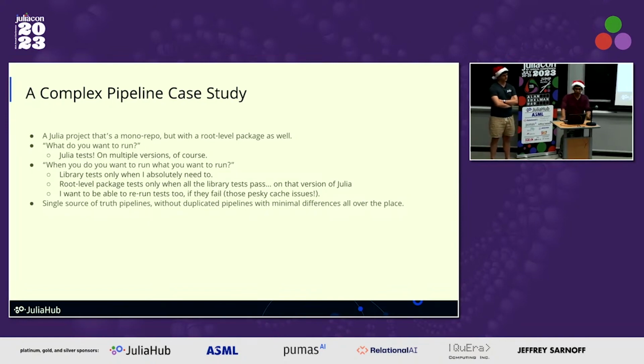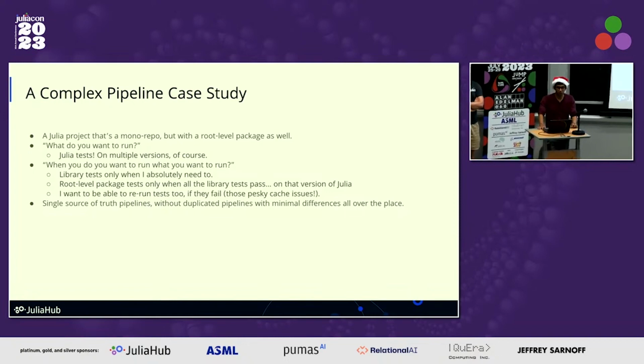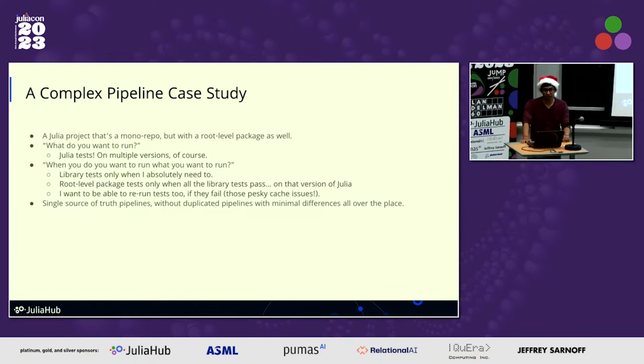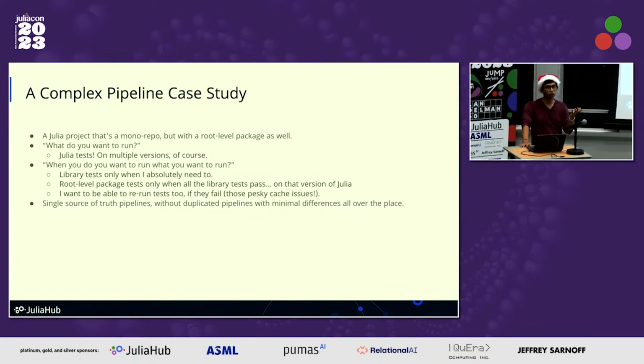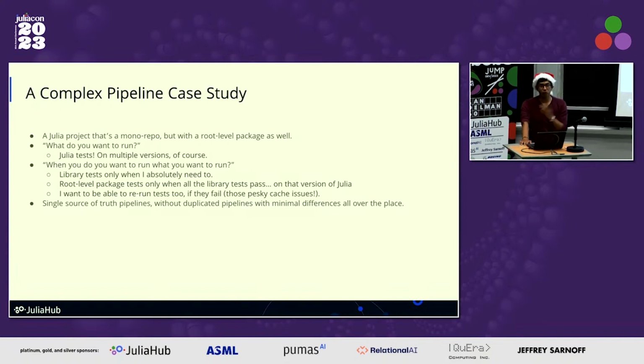So let's consider you have a Julia project that's a monorepo, but with a root level package as well, right? For those of you who know KernelAbstractions.jl, before package extensions, something similar to that, but with a twist wherein the root level package depends on and vendors in the libraries. So the question here is, what do you want to run, right? At the base level, you know for sure that you want to run Julia tests, of course. And the next question that comes up is, when do you want to run what you want to run, right?